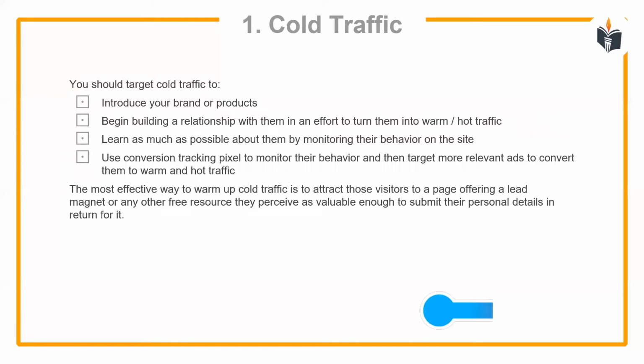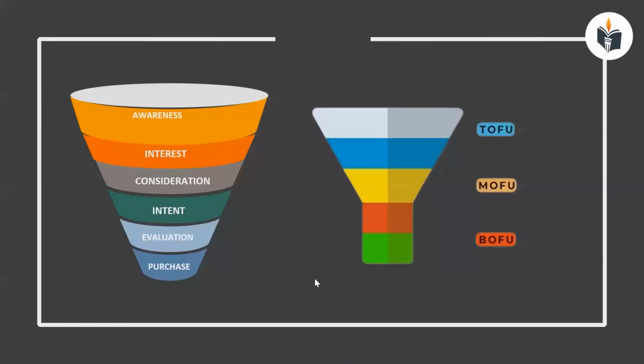Now you should target cold traffic to introduce your brand or products. Then begin building a relationship with them in an effort to turn them into warm or hot traffic. Learn as much as possible about them by monitoring their behavior on the site. Use a conversion tracking pixel to monitor their behavior and then target more relevant ads to convert them into warm and hot traffic, right?